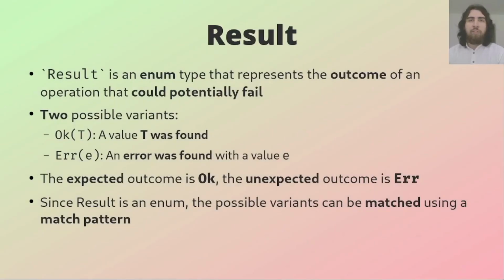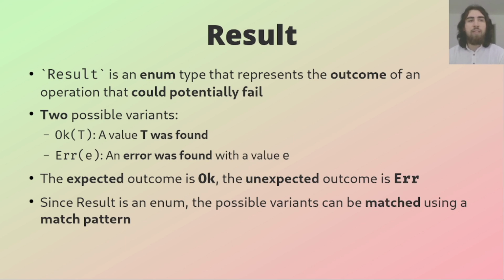So we have seen the option type, and the option type stands for a value that could potentially be absent. So let's now look at the result type. Result is an enum type that represents the outcome of an operation that could potentially fail. It has two possible variants: OK, a value T was found, and Err, an error was found with a value E. And as you can see, the variants hold the specific information. The expected outcome is OK, the unexpected outcome is Err.